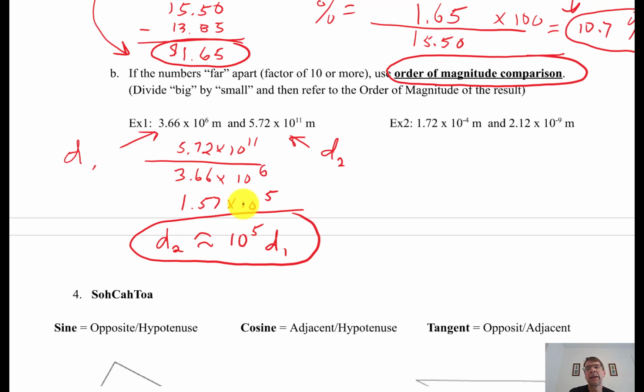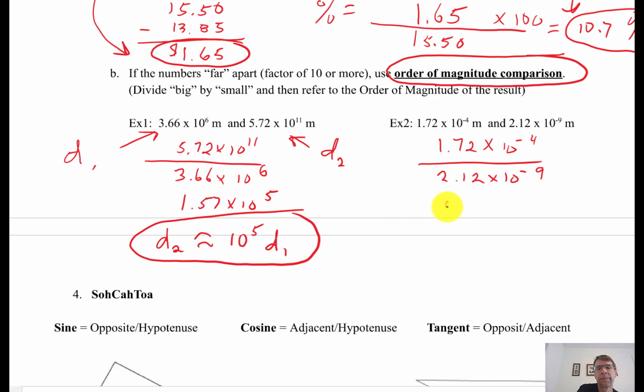Another example. Look for the big number divided by the small number. If they have orders of magnitude difference, I have a 10 to the negative 4th, a 10 to the negative 9th. So percents here make no sense because the big number is way bigger. The 10 to the negative 4th is the big number. It's bigger than 10 to the negative 9th. So I take the big number, 1.72 times 10 to the negative 4th, divided by the small number, 2.12 times 10 to the negative 9th. The meters would cancel out. You don't worry about units here. And you get an answer there of 8.11 times 10 to the 3rd.